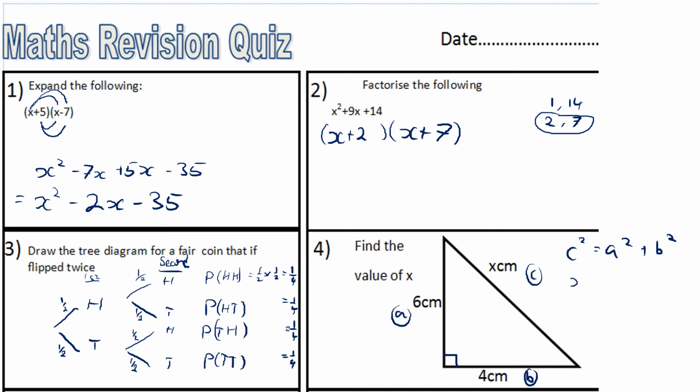So the hypotenuse is always your c, and then your a and b in this case don't matter. Okay, so we've got x squared is equal to a squared plus b squared. X squared is equal to 36 plus 16. X squared is equal to 52. And to find what x is, we take the square root of 52 and we'll go to one decimal place. So x is equal to 7.2 to 1 dp, one decimal place. Okay.